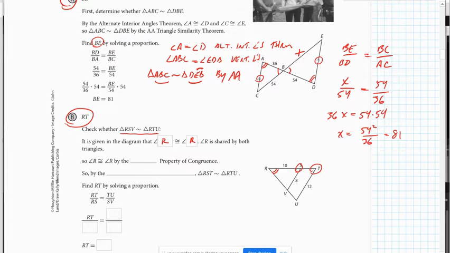Oh wait, let's see. Oh, it's given in the diagram that angle RSV is congruent to angle T. So that's given, and then R is shared by both triangles, so R is congruent to R by the reflexive property.